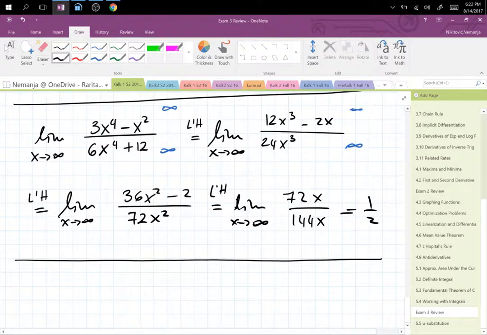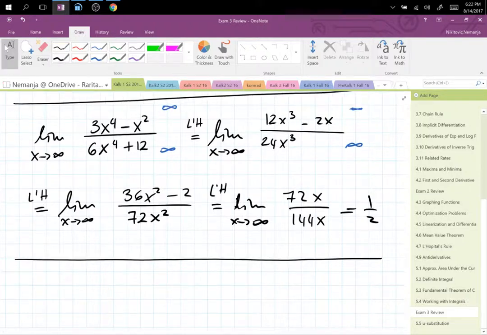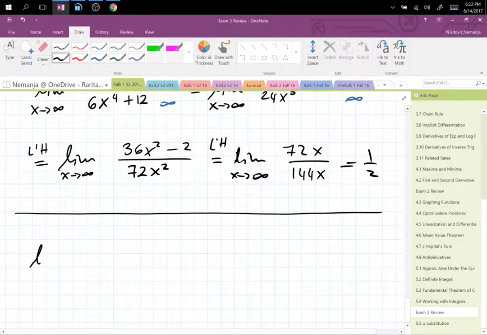Which problem? All right. The next problem is 45. Limit of x cosecant x, as x goes to 0.